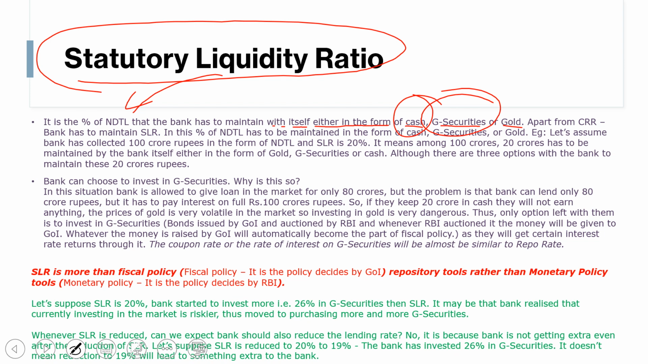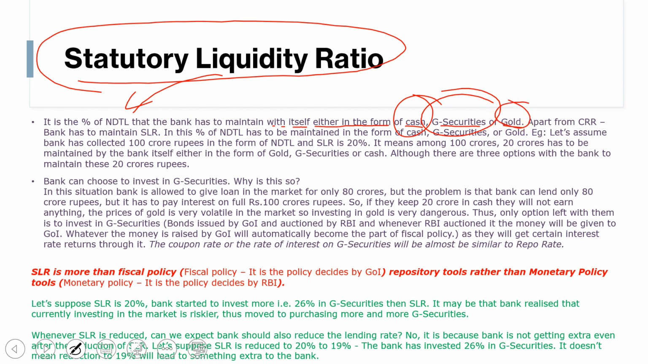So there is some percentage of NDTL that a bank has to maintain with itself. We can't make any bank free of it. If a bank is not maintaining any amount of money, that may lead to a bankruptcy kind of situation. So for that there are some guidelines given by RBI, that you have to maintain a certain percentage of money with your bank. So that's why SLR is the percentage of NDTL that a bank has to maintain with itself, either in the form of cash, G securities or gold.